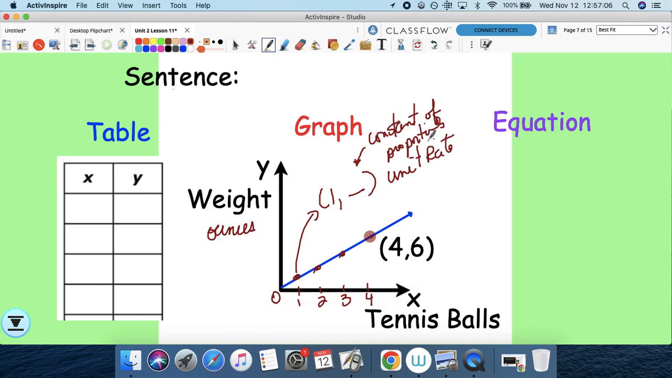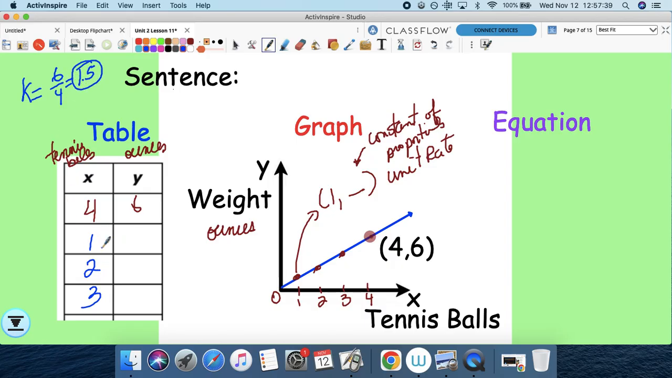So we can go to the table, right? Since we have to fill in 1 anyway, I put the relationship I know. If I have 4 tennis balls, and I'll write tennis balls, they weigh 6 ounces. So let's fill in 1, 2, 3. Well, how do I find my constant of proportionality? I'm going to take the only ordered pair that I have, which is 4 and 6. I'm going to divide 6 divided by 4, and I get 1.5. So there is my constant of proportionality, my unit rate.